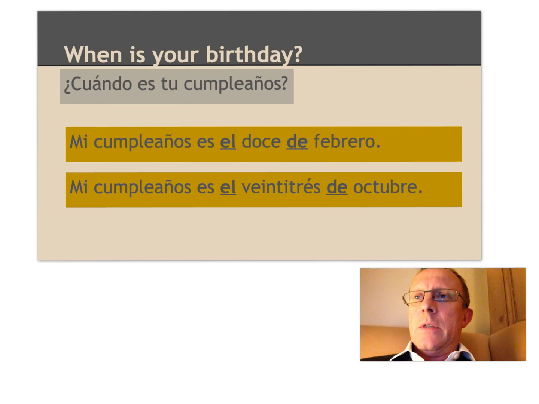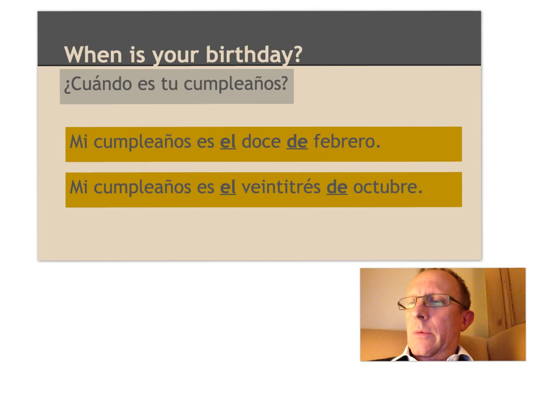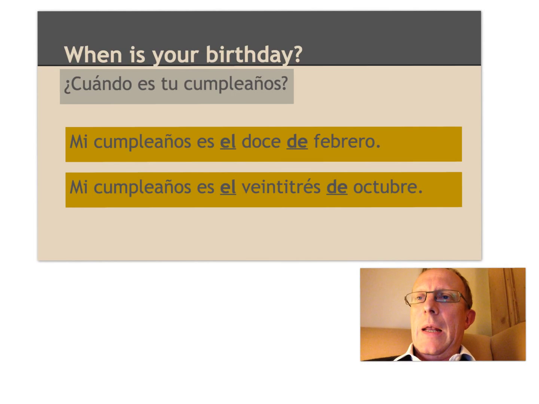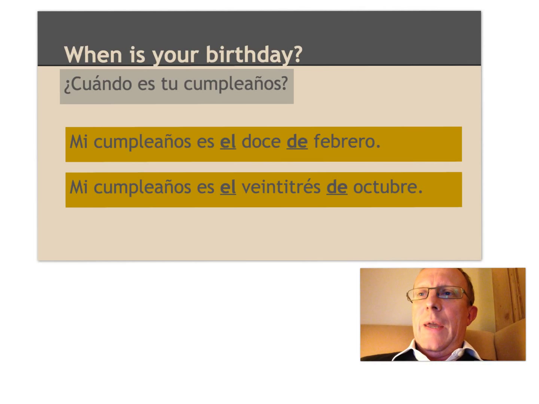And again, the answer, as we can see below, is translated fairly literally from English. Mi cumpleaños es el 12 de febrero. My birthday is the 12th of February. I said fairly literally because, of course, you'll notice that Spanish does not use what we call the ordinal numbers, 12th, 23rd, to give dates. It just uses the ordinary cardinal numbers, 12, 23. But it does use the same structure as English to give the date: the plus the number plus de, of, plus the month.